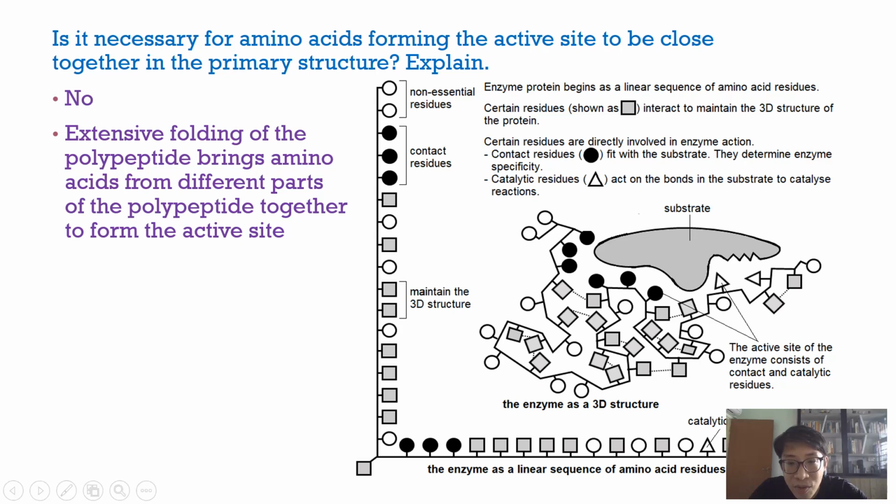The contact residues and these contact residues are actually very far apart, as you can see in the primary structure, and the catalytic residues, which are far apart as well. But they are brought together to form this active site.